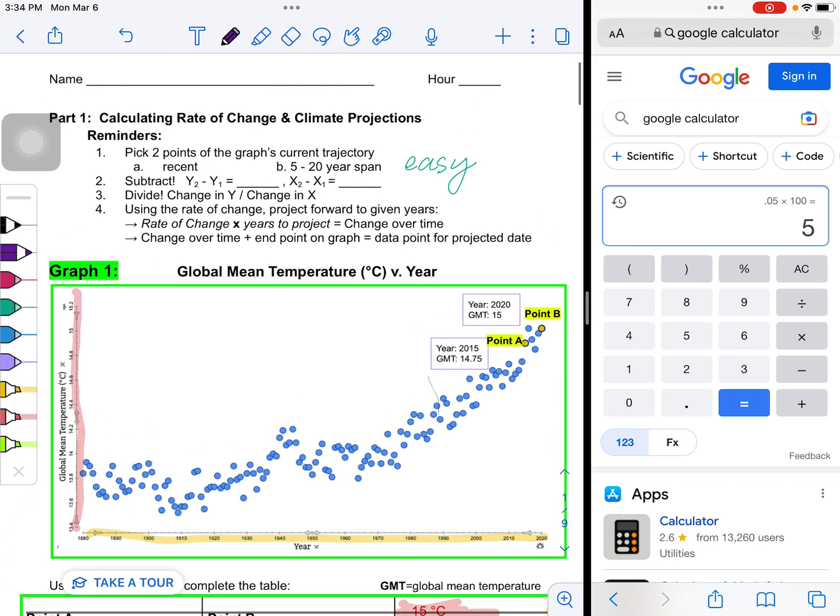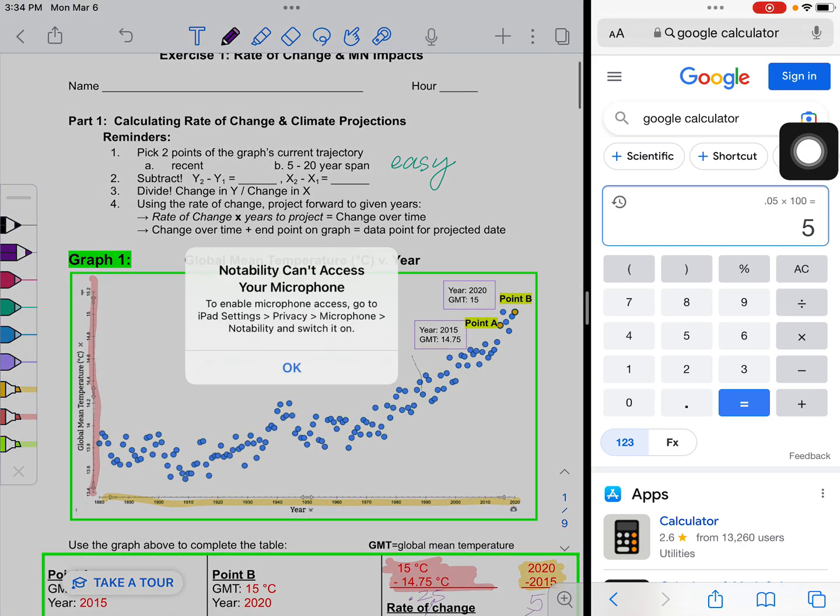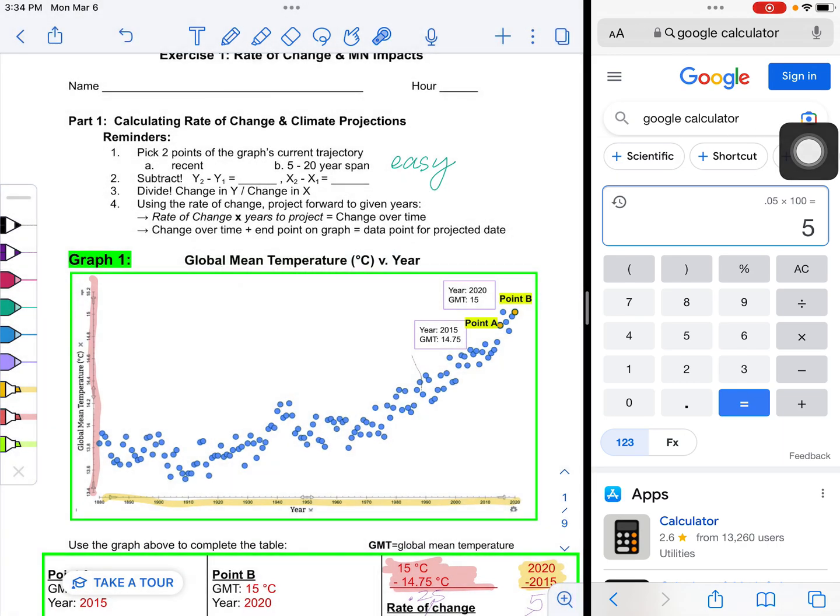So I've always got my directions up here at the top. Those are all the steps we worked through. We picked 2 points, or we used the 2 given points. We subtracted, we divided, and then we projected forward, multiplying by both 20 years and 100 years, because that's what we were looking at. And then we added those 2 numbers together to get our projected amount.